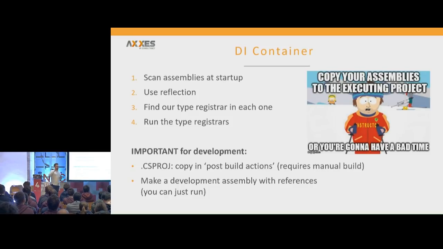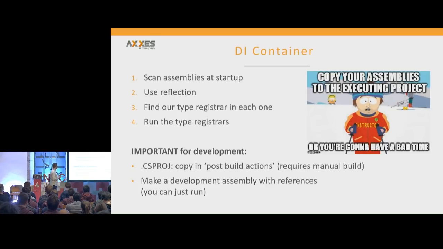Because your UI is usually your startup project, right? Your web API will be the project that starts up on the server, and that references the core, but the core doesn't reference anything else. So if you scan the referenced assemblies, you won't get everything back.